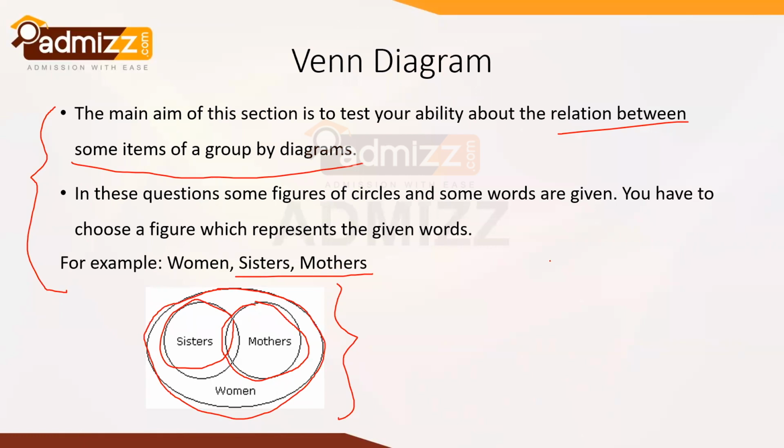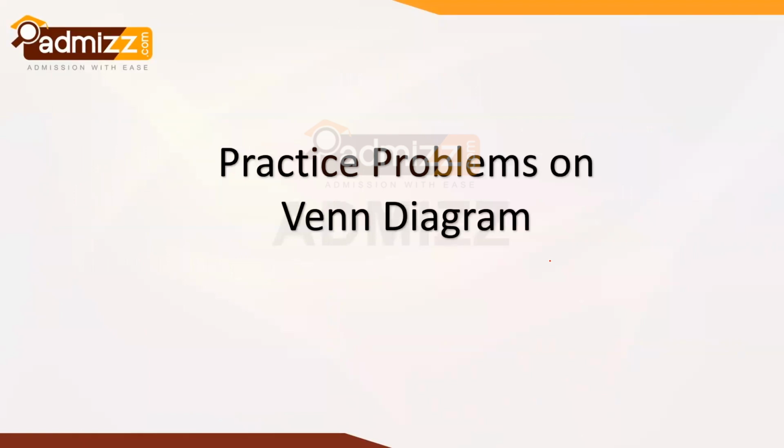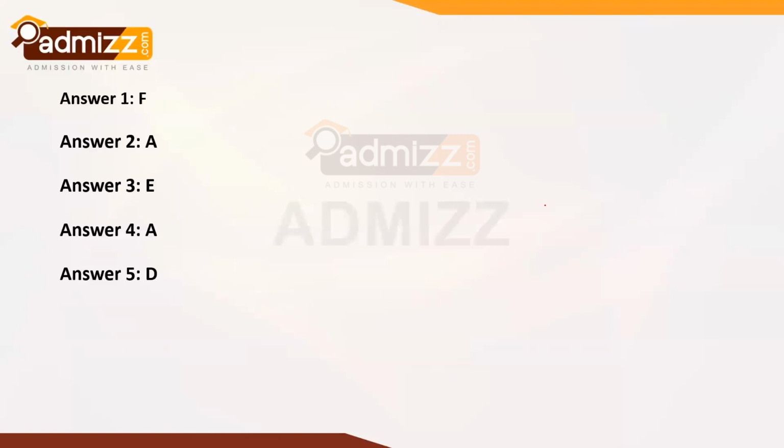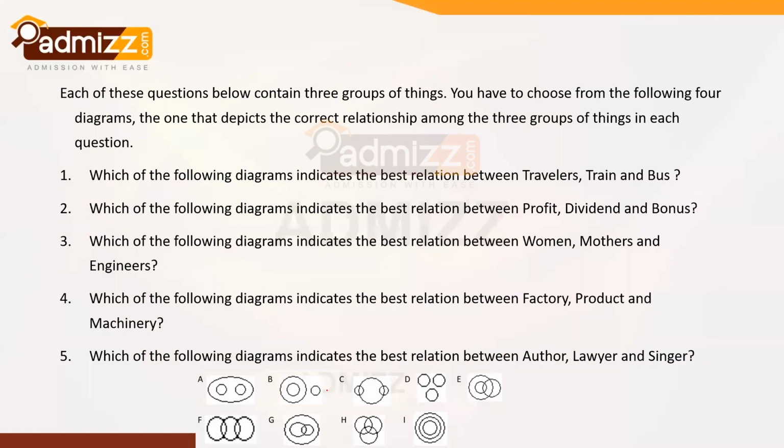All right, cool. So let's move on to practice problems. These are the Venn diagrams. They are just represented here for a bigger picture, but they are present in the later slide as well, a bit below here due to spatial constraints, but bear this in mind. Let's move to question number 1. Which of the following diagrams indicates the best relation between travelers, train, and bus?